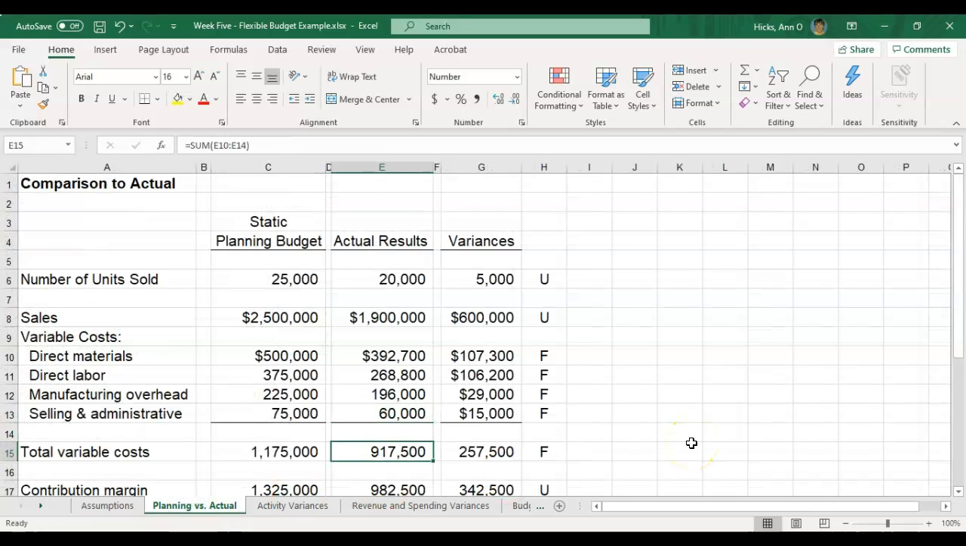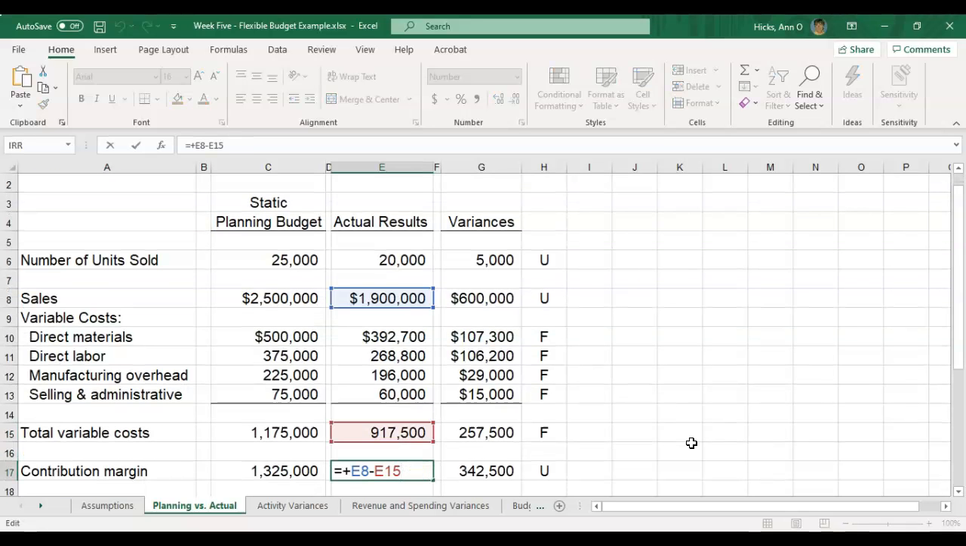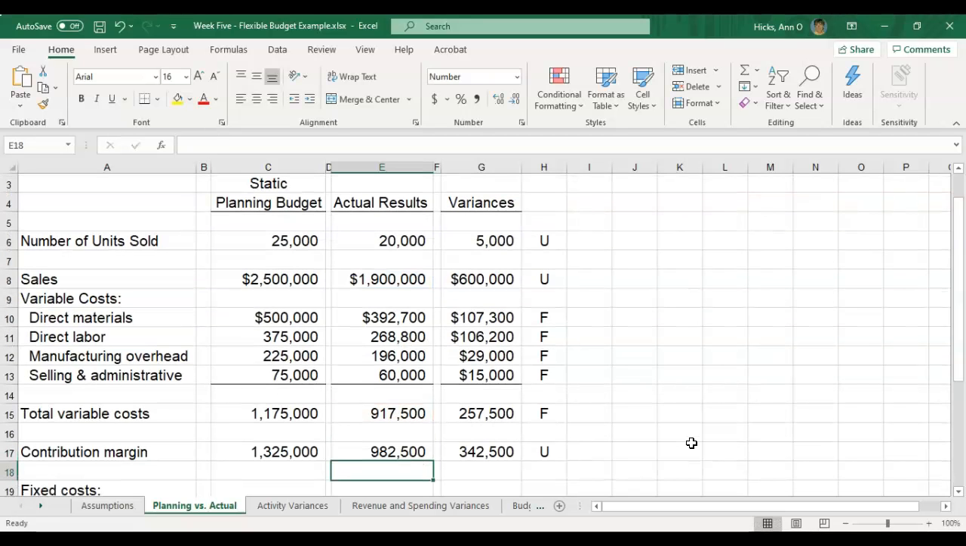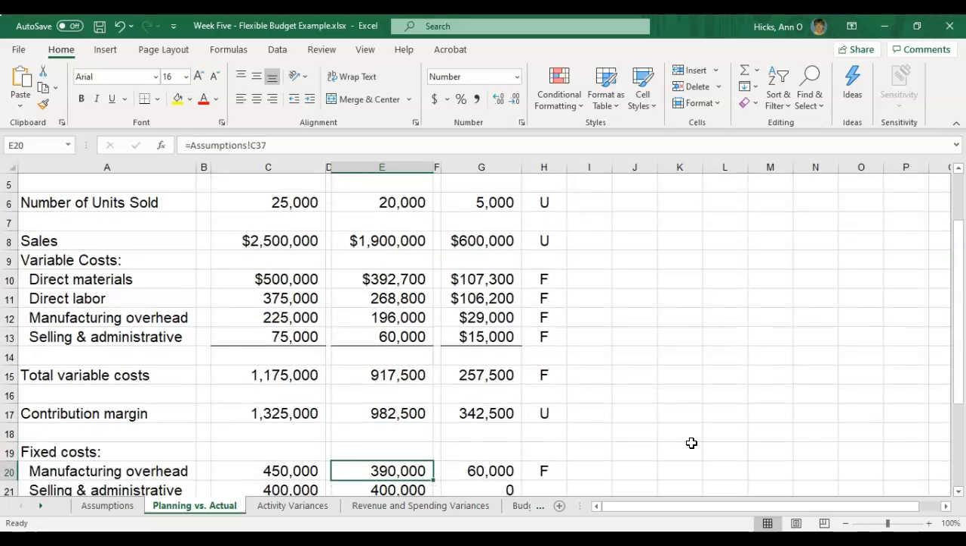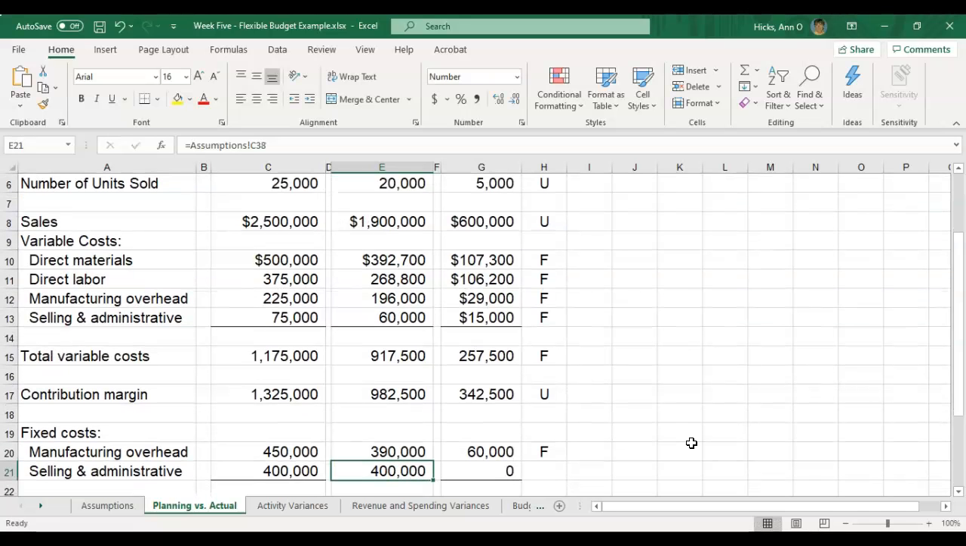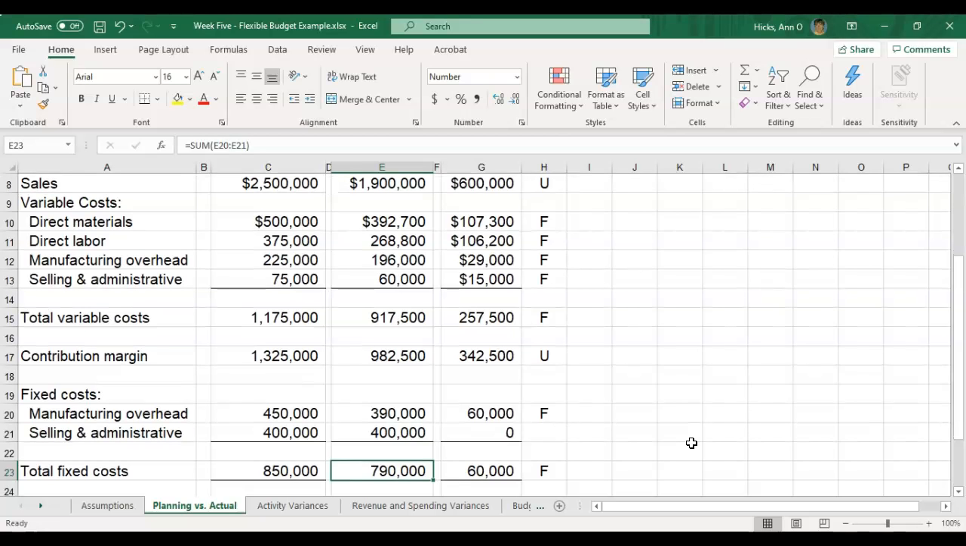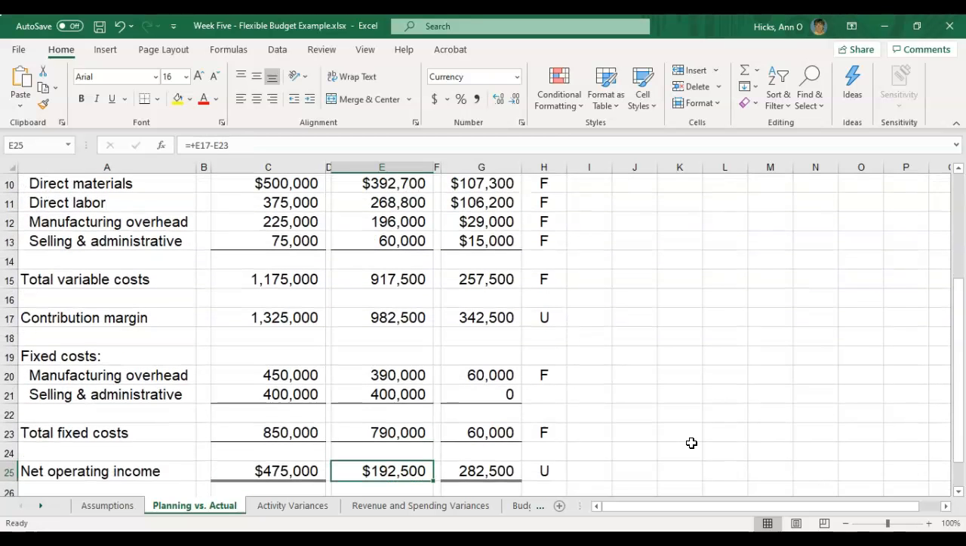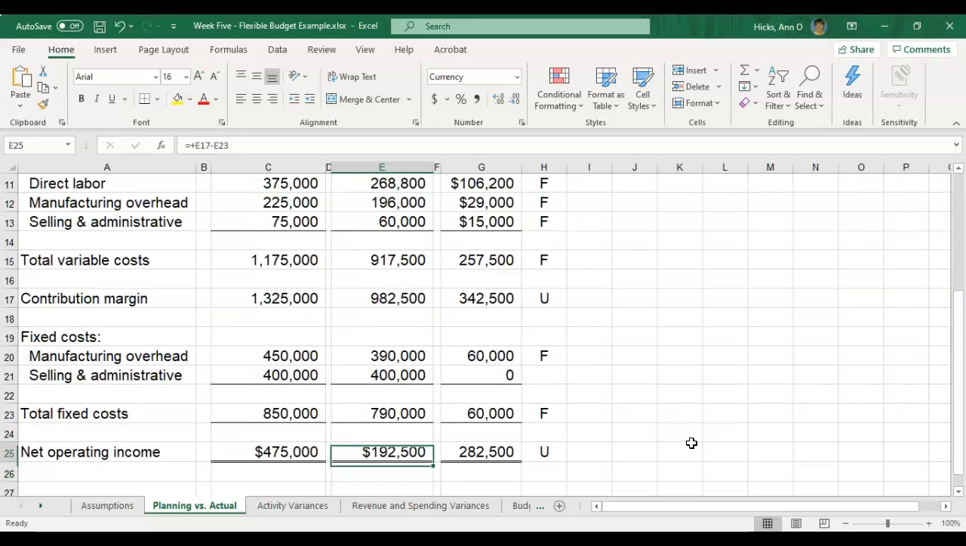That, if we totaled those variable costs up, gives us $917,500. We subtract that from our sales, and that leaves us with a contribution margin of $982,500. We pull in our fixed costs. Manufacturing overhead came in at $390,000. Selling and admin came in at $400,000 for a total of $790,000. Subtract that from our contribution margin, and we had actual net operating income of only $192,500.